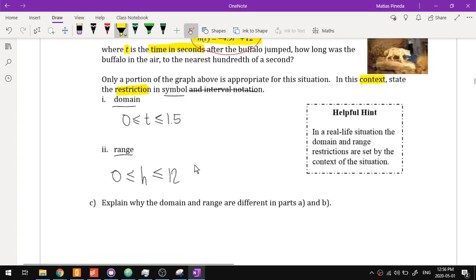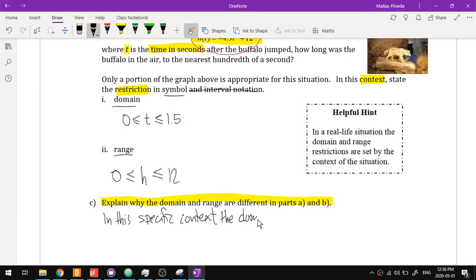And that also answers question C. Let's write it out. In this specific context, the domain and range are restricted.